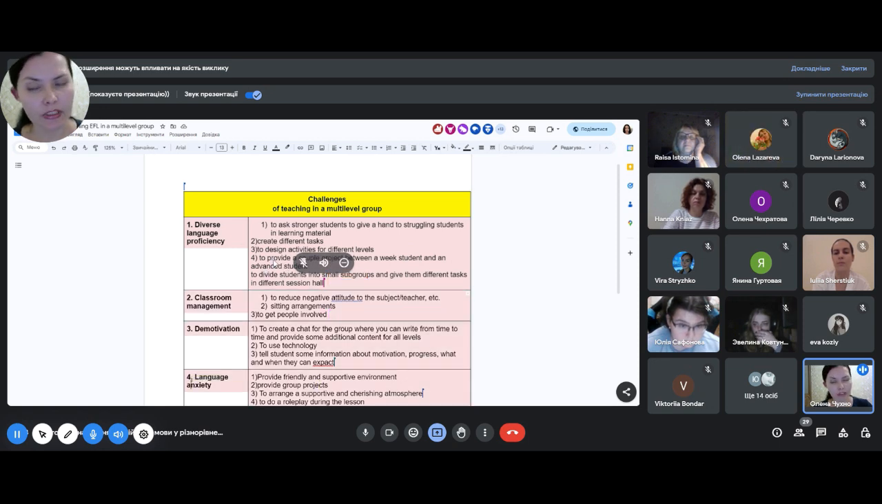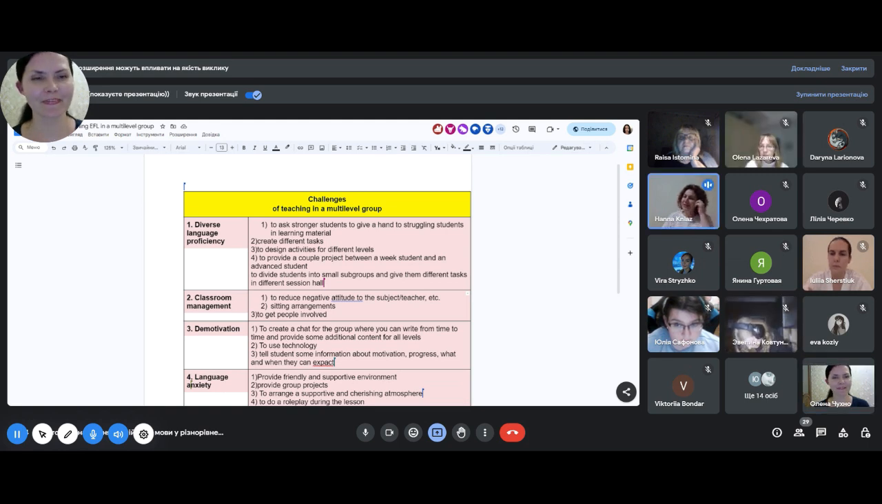I want you to comment on your ideas. The first challenge is diverse language proficiency. If you typed in the first one, please comment on that. Develop the idea. To ask stronger students to give a hand to struggling students in learning material. In what way can we organize the process? How can we do that?